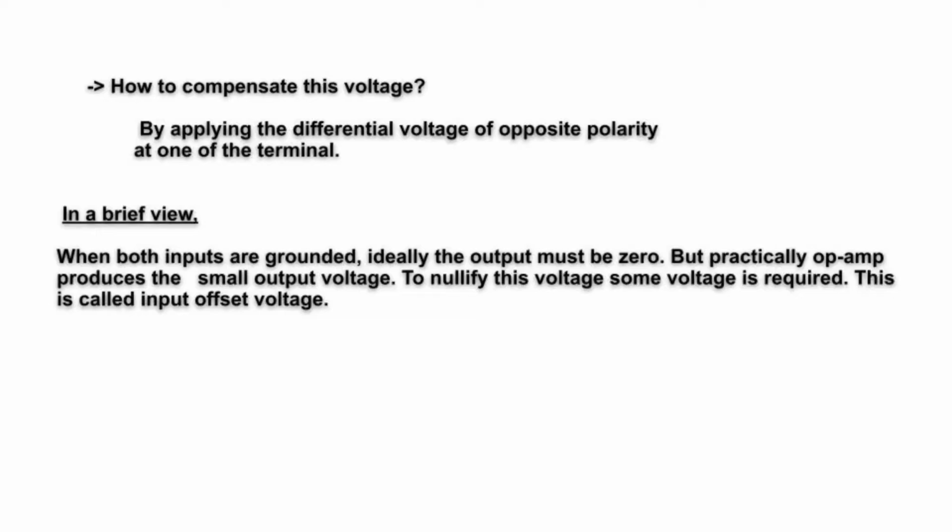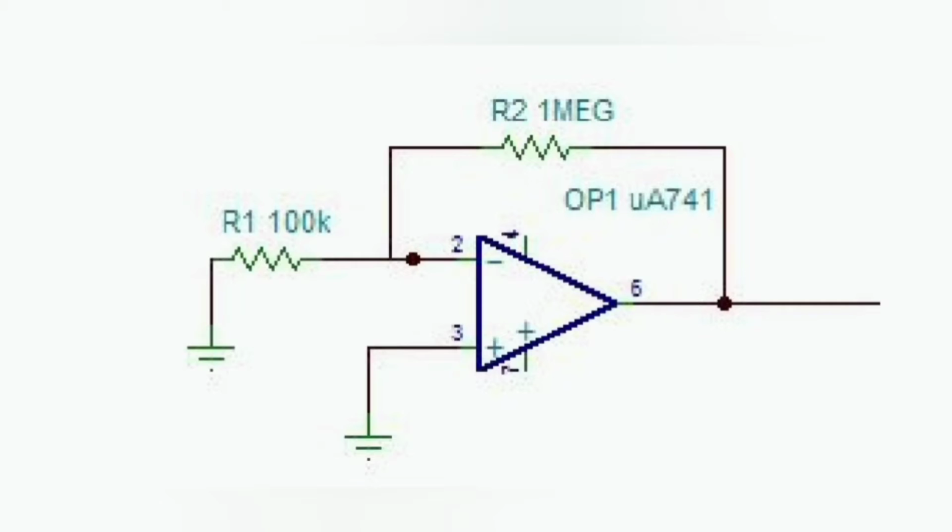Now how can we compensate this voltage? It can be done by applying the differential voltage of opposite polarity at any of the terminals. In short, when both inputs are grounded, ideally the output must be 0, but practically op amp produces a small output voltage, and to nullify this voltage we require some voltage. This is called input offset voltage. This is the circuit diagram of input offset voltage for a 741 op amp.